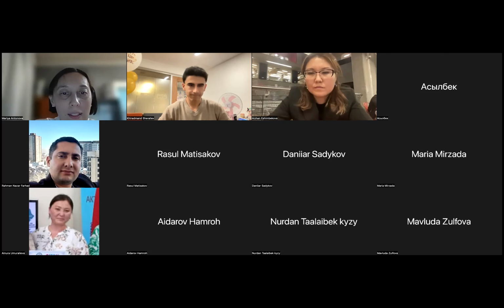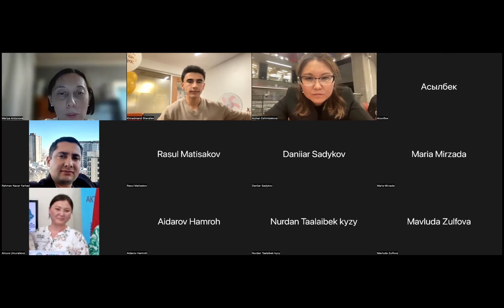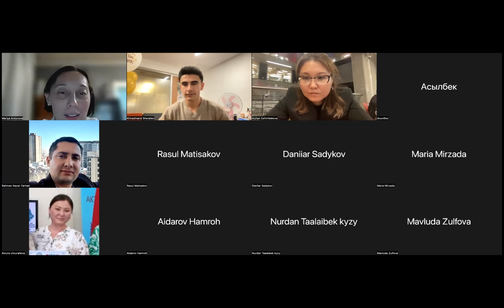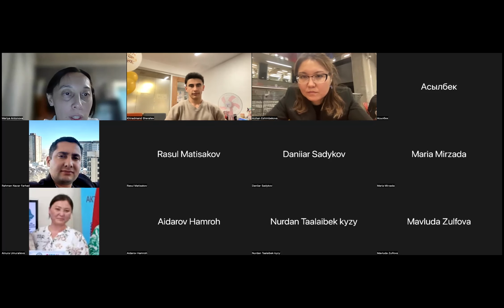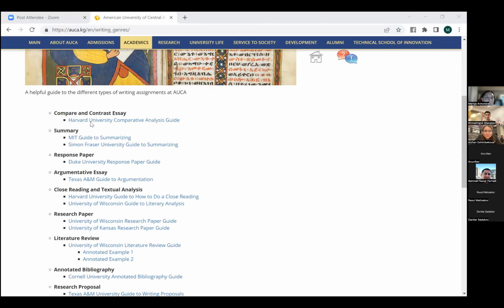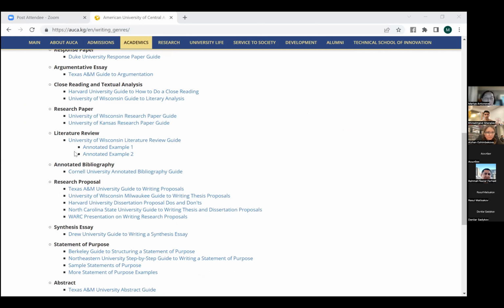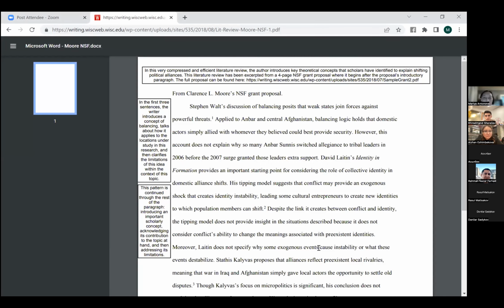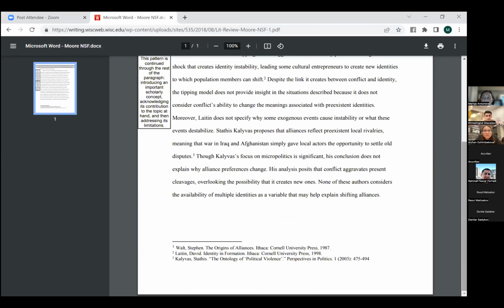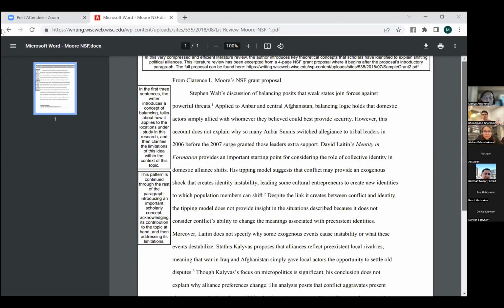If I may add something, we have a wonderful resource, and that is the resources for students page. There is a section called writing genres, and here you can see examples of different types of papers. For example, there is a research proposal, and look at this, there are examples of literature reviews, and they're even annotated for your convenience. So this is something that you can take a look at.